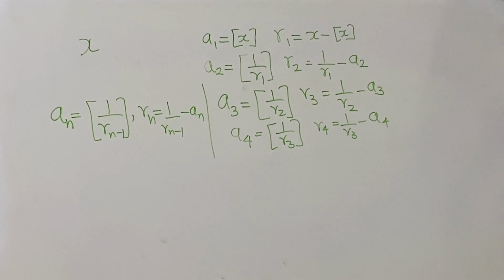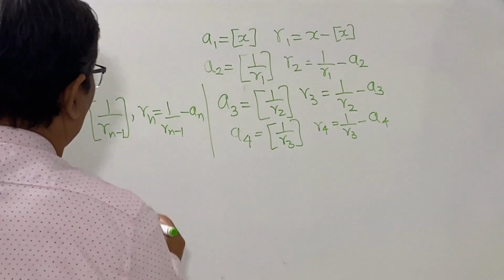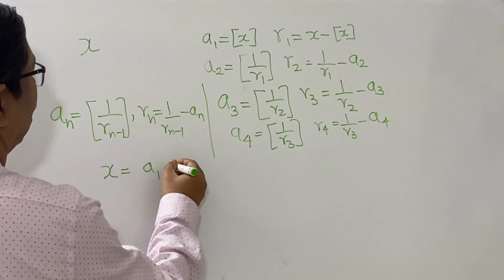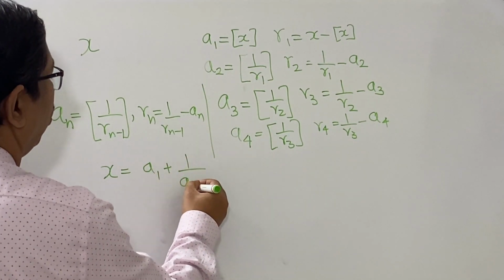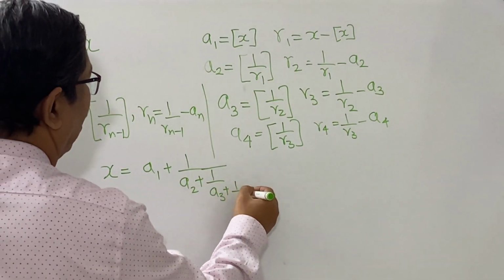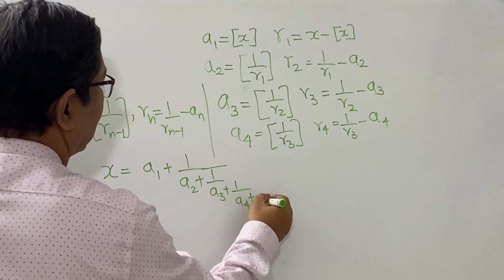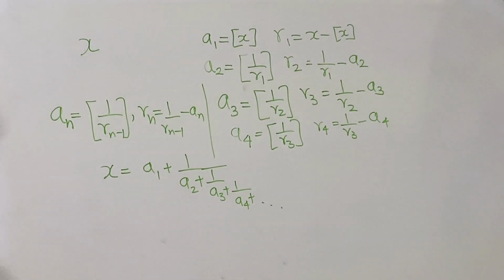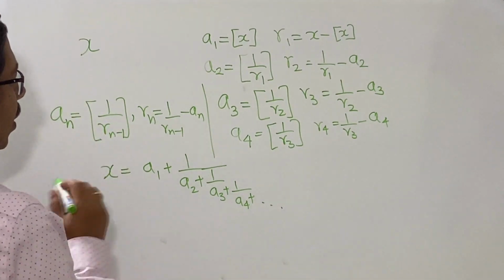The resulting process would give us the continued fraction representation of x, which is a1 plus 1 by a2 plus 1 by a3 plus 1 by a4 plus, and so on. So that is the way in which, given any real number x, we can represent that number as a continued fraction.